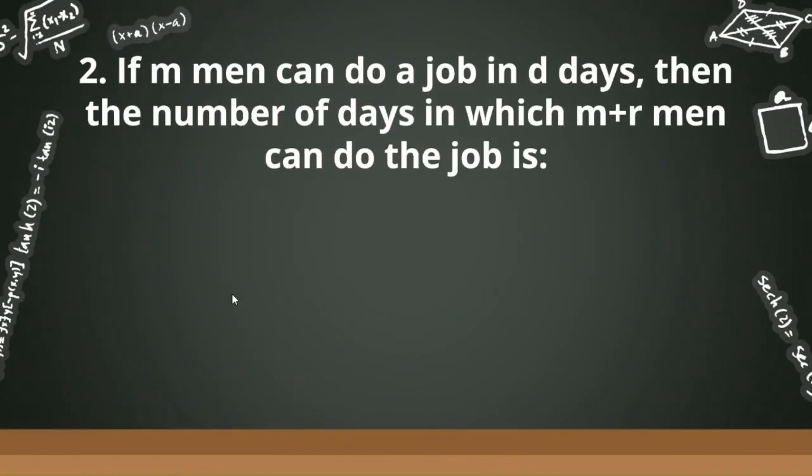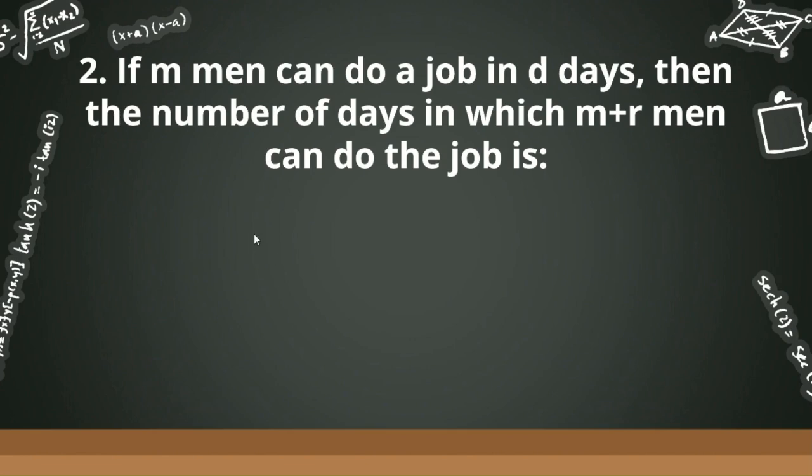The second question says that if m men can do a job in d days, then the number of days in which m plus r men can do the job is. Now, here we don't have to get a particular number as the answer. We have to keep the answer in variables only, that is d, m and r. So let's carry on. So the proportionality between the number of days and the number of men is inversely proportional. So if the number of men increases, the number of days taken to complete the job will decrease.